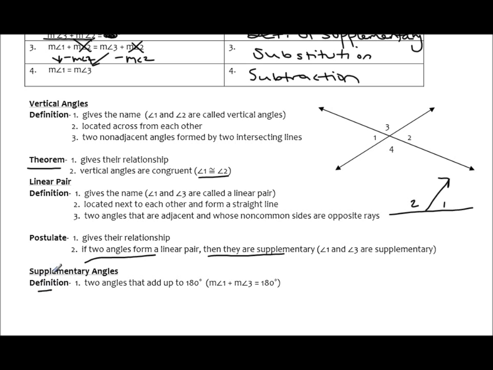And then finally you have your definition of supplementary angles. So that's if in one line I say that they're supplementary, and then in the next line I put them into an equation. 1 and 3 are equal to 180.